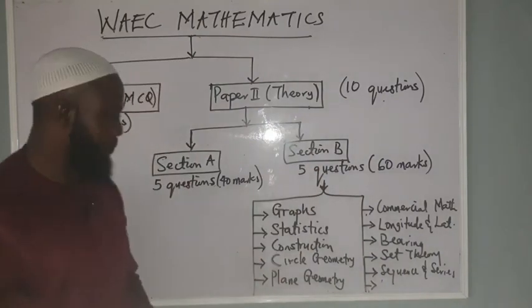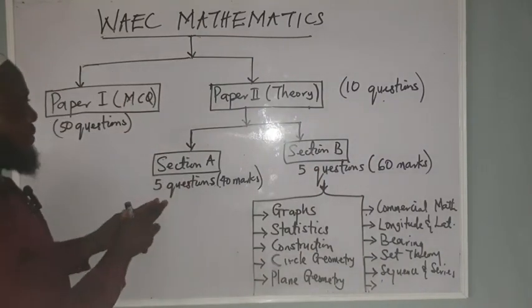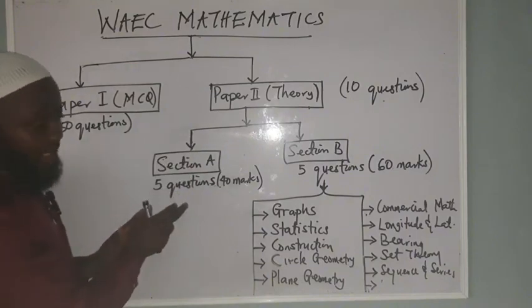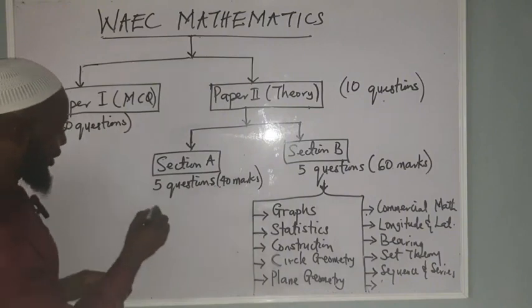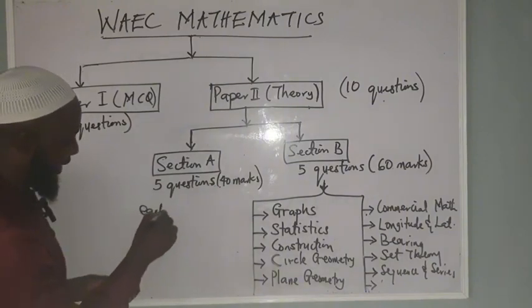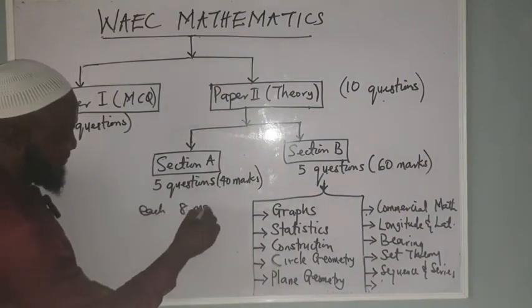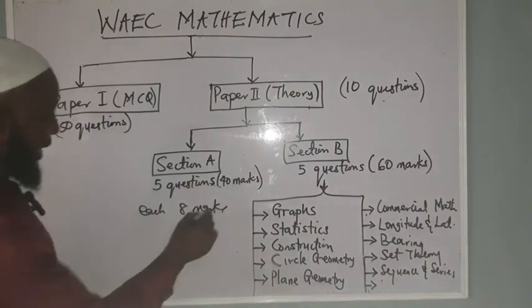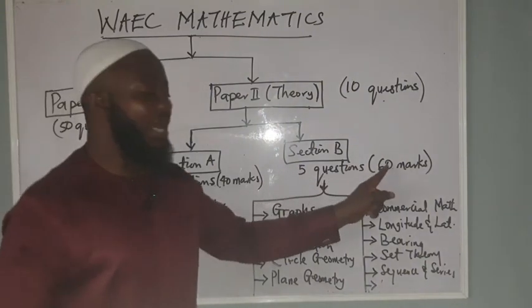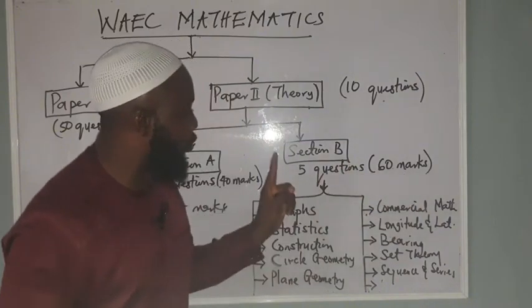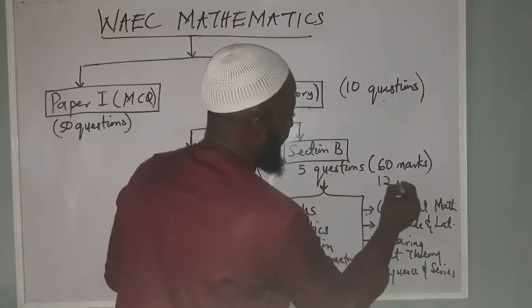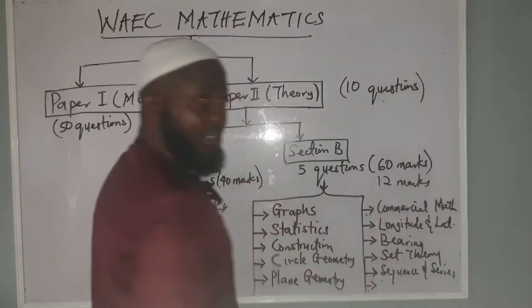Now, this is where I'm going. The 5 questions you're going to answer in section B carry 40 marks. So that means each question is 8 marks. Then section A will carry 60 marks, which means each question is 12 marks. You can see the difference.